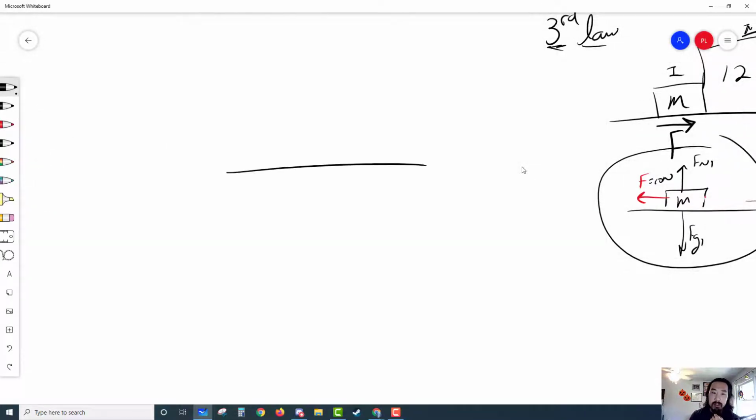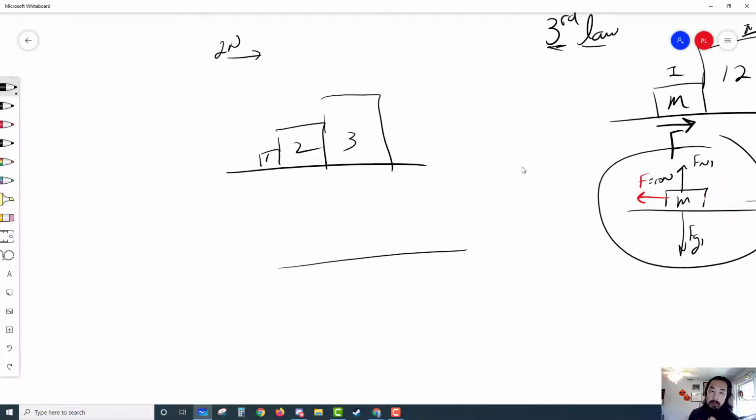Let's say there are three boxes: this is a 1 kilogram box, a 2 kilogram box, and a 3 kilogram box. And let's say there's a force acting on the 1 kilogram box, to the right, of 2 newtons. So there's a force of 2 newtons to the right. Then they'll ask, what's the free body diagram of object 2? If we're taking a look at object 2, and we assume that object 1 is running into 2, and therefore 2 is running into 3.